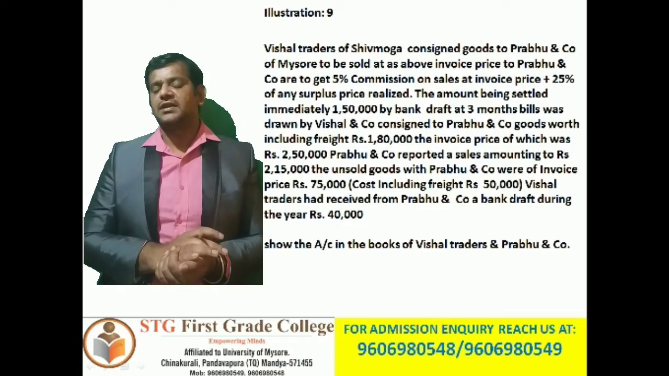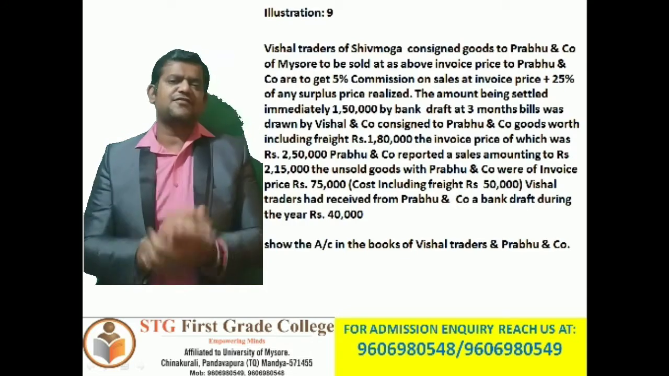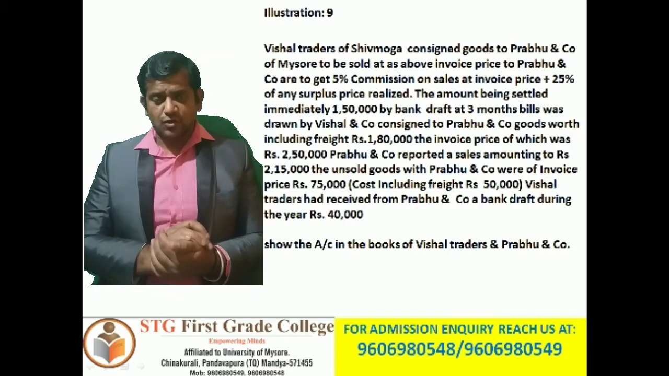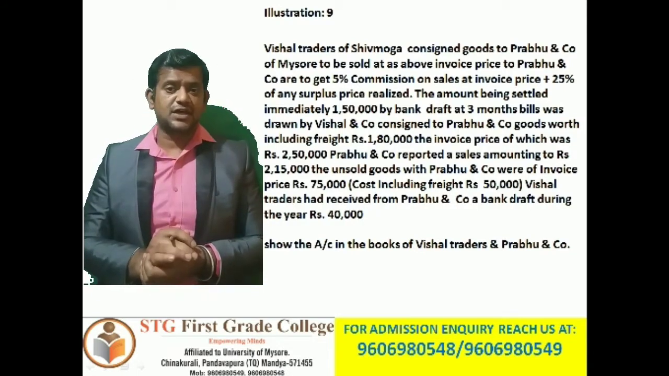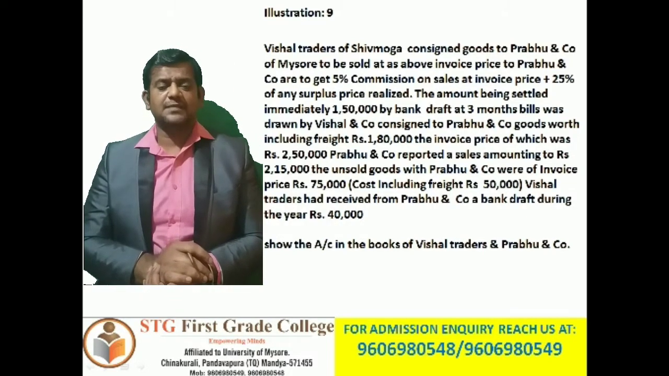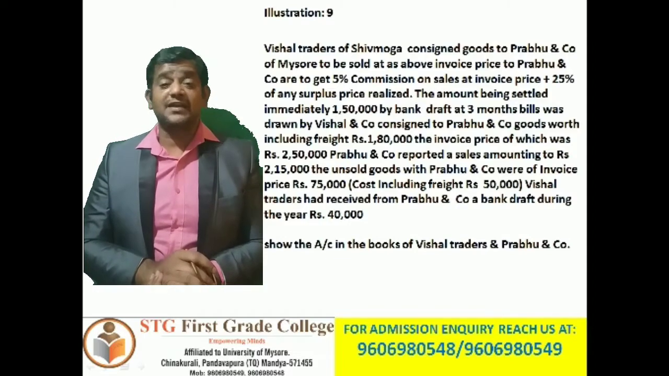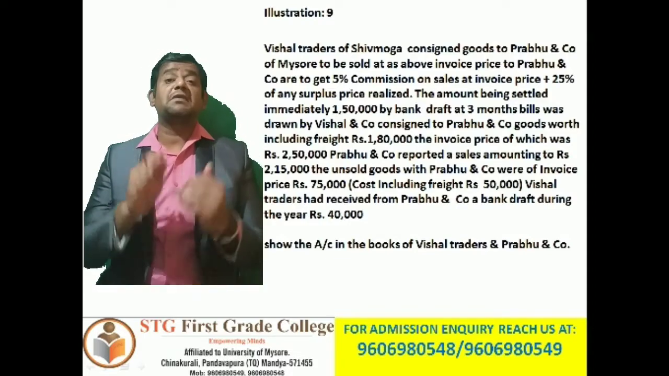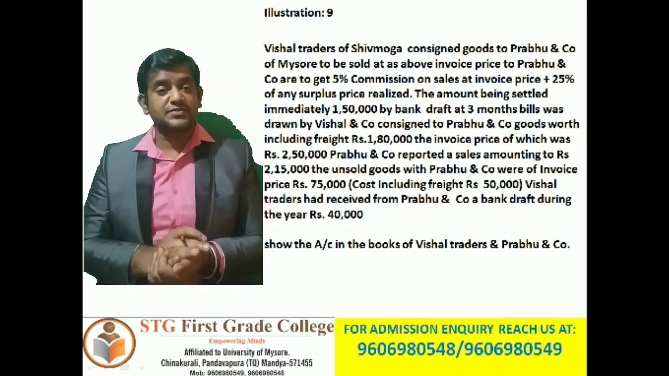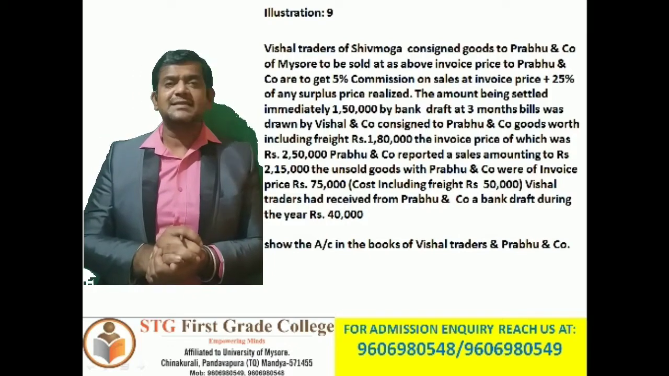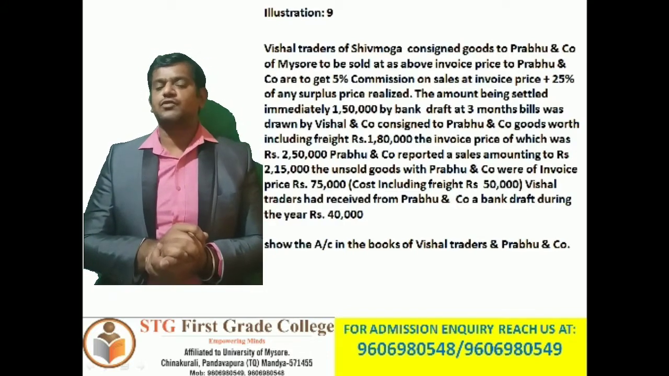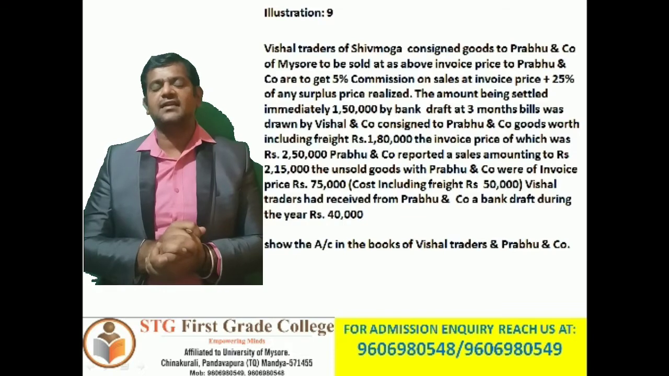This is a slightly different problem compared to other problems. How different? Again there is an invoice price and a cost price, and at the same time 25% should be given on any surplus realized. That means if we are making any surplus, 25% of it should be given. So these two are the simple additional adjustments introduced in this problem, which are easy to understand and easy to learn.